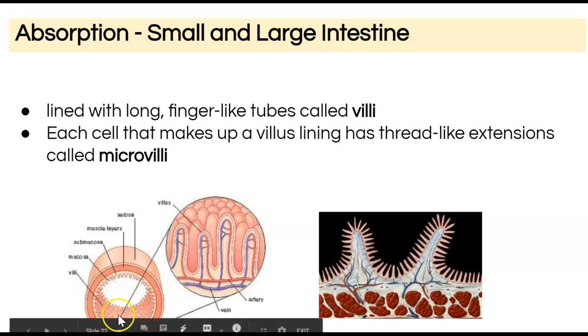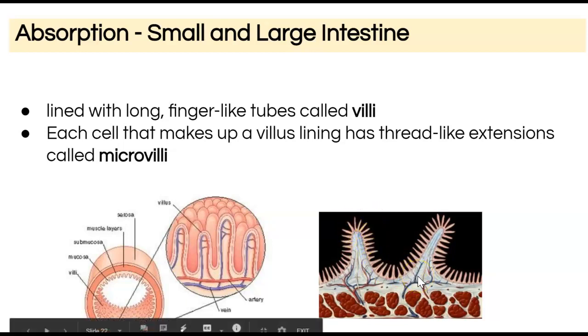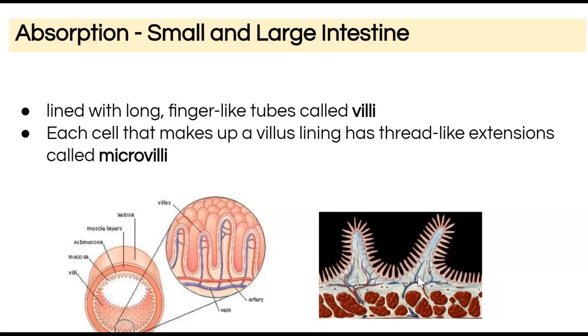So here's our cross section of any part of the small intestine, and you'll see those villi. But I also want you to note, here's a second picture. So here you can see a villus. Here's another villus. But on each villus, there are little mini villi. Those are called microvilli. And again, that just serves to enhance the surface area for absorption of nutrients.